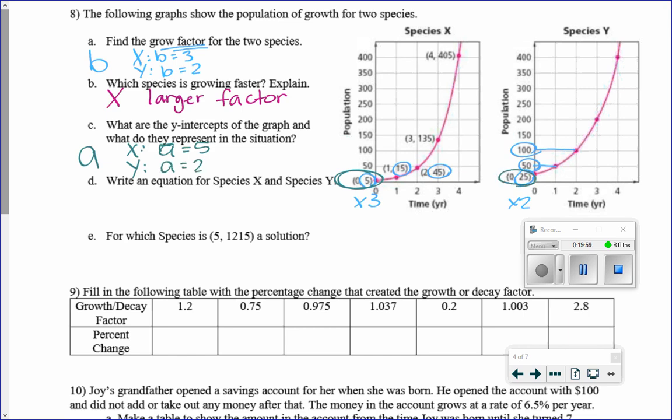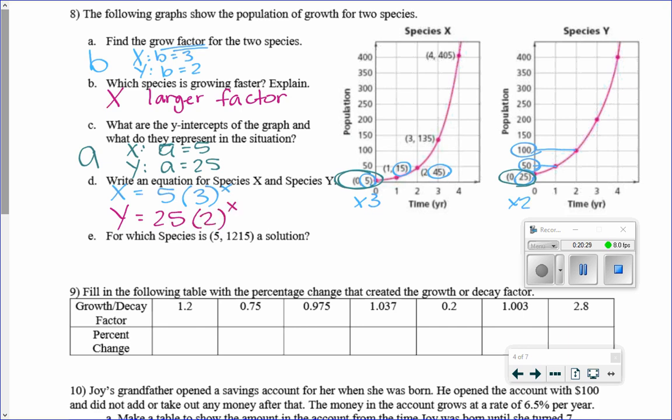All right, so let's write equations for species X and Y. So for X, what number would go first in our equation? The 5, because that's our A, times what's our B? 3, to the power of X. And then for species Y, 25 times 2 to the power of X.